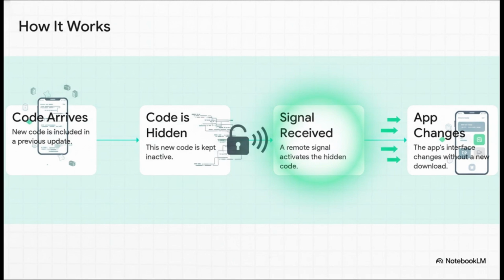First, the new code, the new button, the new design, it was snuck into an older update you downloaded a while ago. Second, that code just sits there, completely inactive, totally hidden. Then, third, a tiny remote signal gets sent to your app. And that signal is the key. It flips the switch, and boom, the hidden code turns on. And just like that, the app changes right before your eyes, with no new download required.